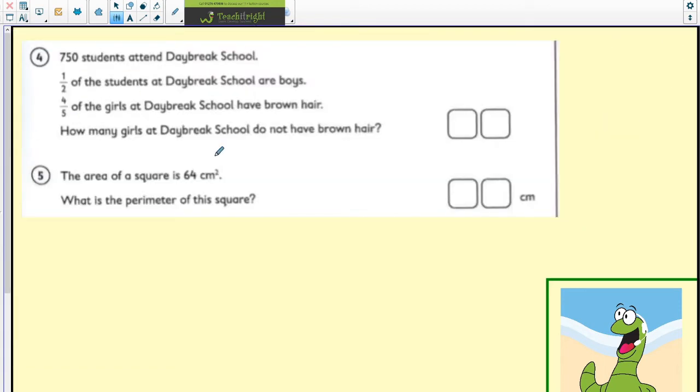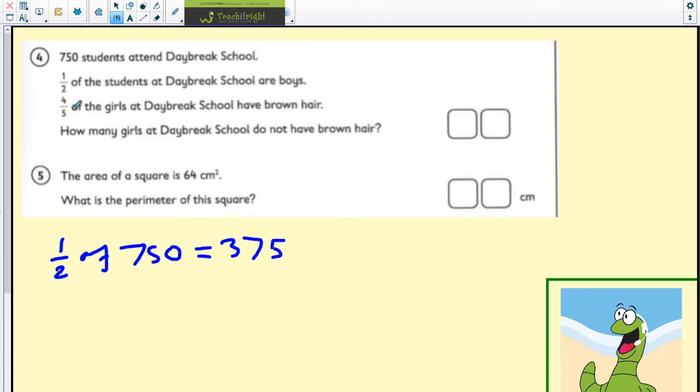Question 4. 750 students attend Daybreak School. Half of them are boys. 4/5 of the girls have brown hair. How many girls don't have brown hair? Right. So really, half of them are boys, which means that half of them are girls. So you've got half of 750 equals 375. So that's how many girls there are.